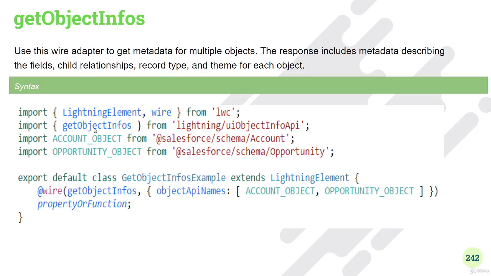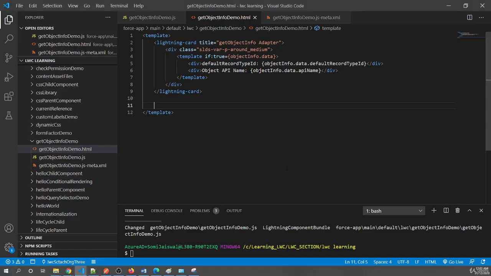The syntax is almost the same except the adapter name. So the adapter name this time will be getObjectInfos. We'll pass that infos. Earlier we were passing the object API name with a single object. Now we are passing multiple objects, so we are using the array bracket. Let's go to VS Code and see how it works.